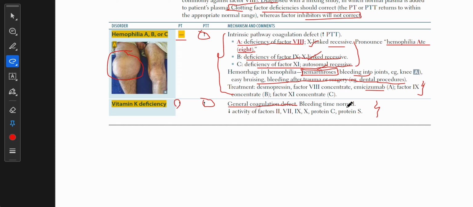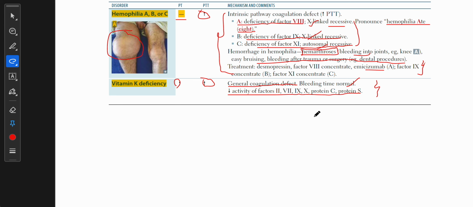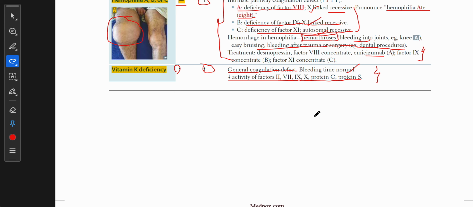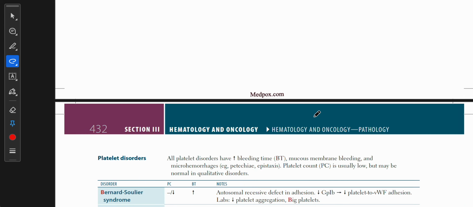So bleeding time is usually normal, and then there is decreased activity of factors 2. This is a kind of activating factor. So factor 2, factor 7, 9, 10, protein C and protein S. But if there is vitamin K deficiency, then that is what occurs, a general coagulation defect.